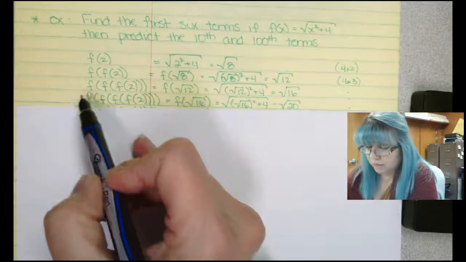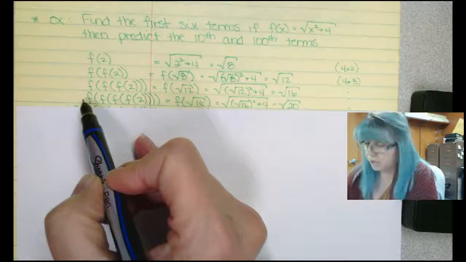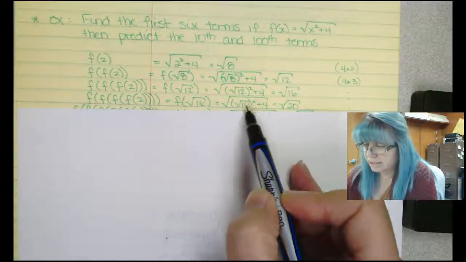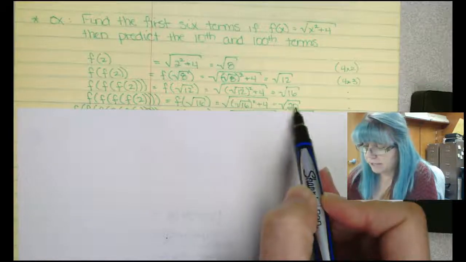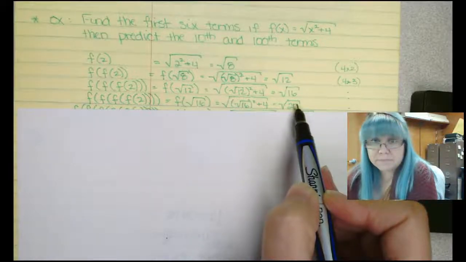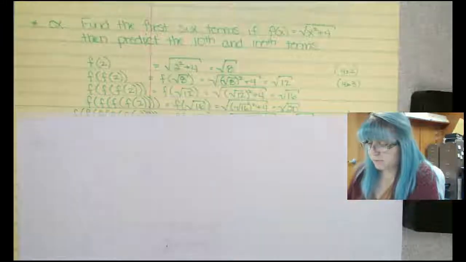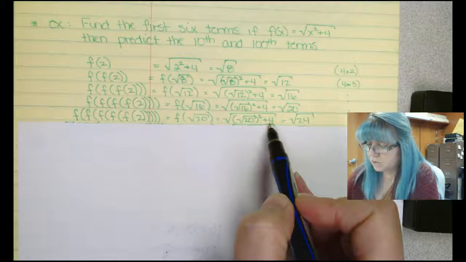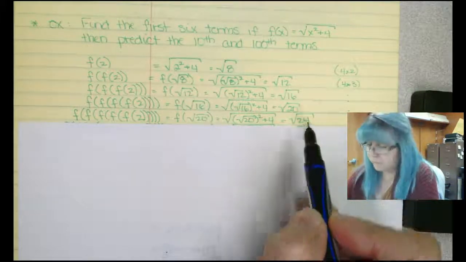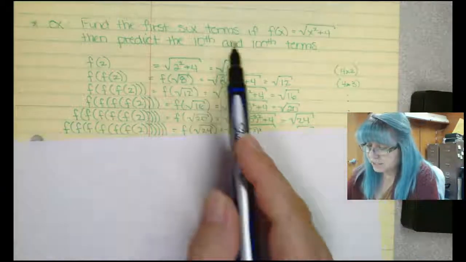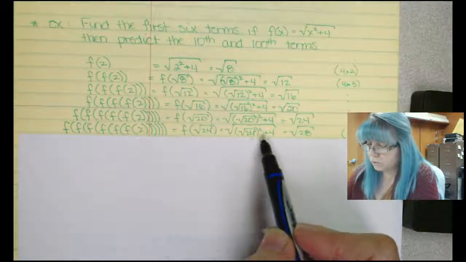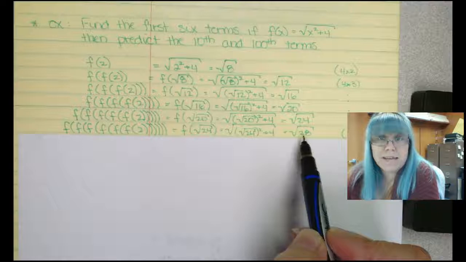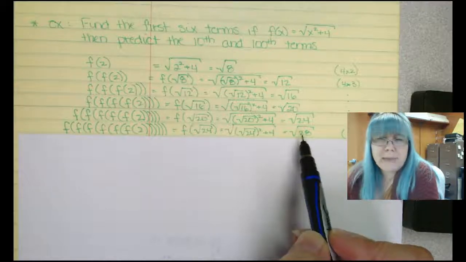The 4th term, we plug in the square root of 16. Square root of 16 squared is 16 plus 4. That is 20. The square root of 20. 5th, let's plug in the square root of 20. Square root of 20 squared is 20 plus 4 is 24. And the 6th term is the square root of 24 plus 4, which is the square root of 28. Now what's the pattern here?